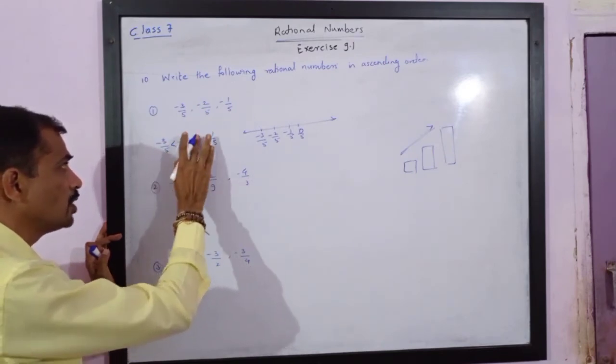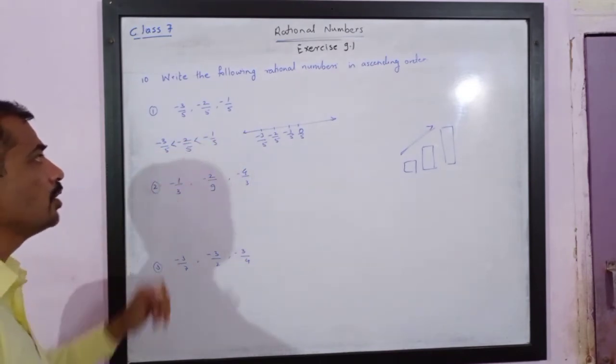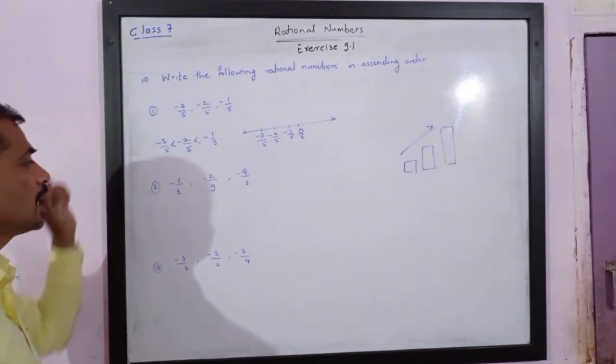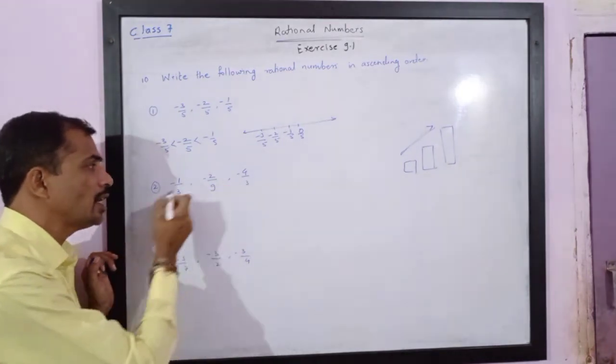Negative 3 upon 5 is smaller than negative 2 upon 5 is smaller than negative 1 upon 5. So, this was very easy to compare. Now, see the second fraction. Here denominators are not the same. So, we have to make the denominators the same.